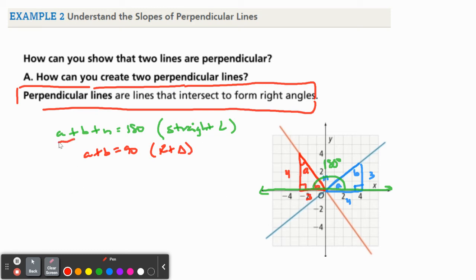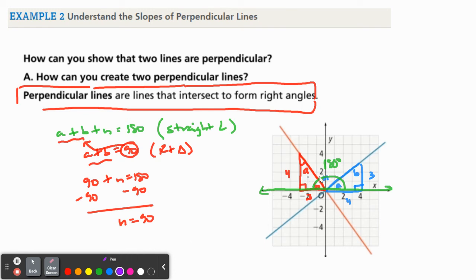Well, I see A and B here, and I see A and B here. Well, we can take this 90 and replace it in for A plus B. And this is going to say 90 plus N equals 180. Let's subtract 90 from each side. And N is going to be 90. This angle right here is a 90-degree angle, which means that these two lines are perpendicular. So we just showed how to make two perpendicular lines.